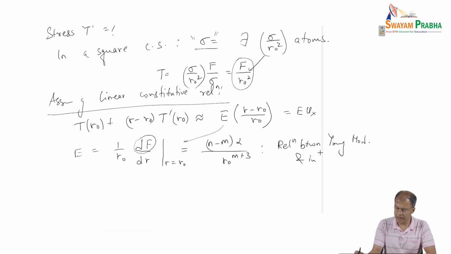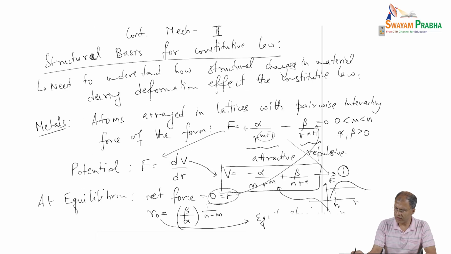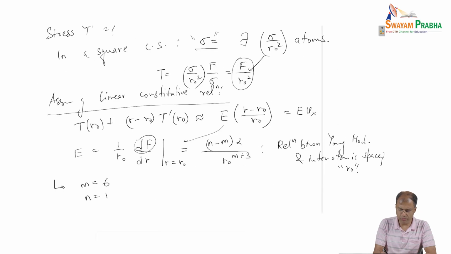And this is the relation between the Young's modulus and the interatomic spacing, which is my r naught. Typically we keep m to be 6. If we go back, our coefficients are m and n. So we keep m to be 6 and n to be 12.